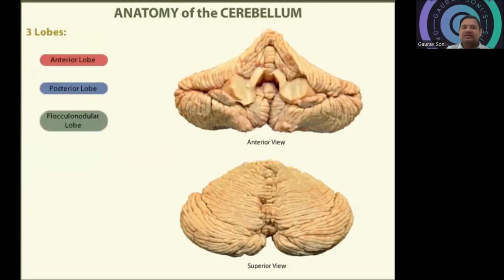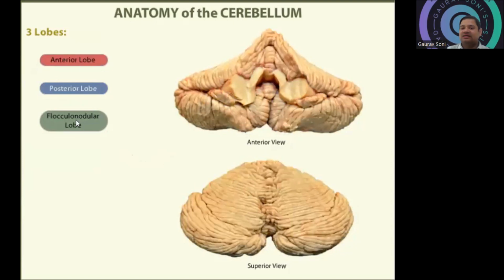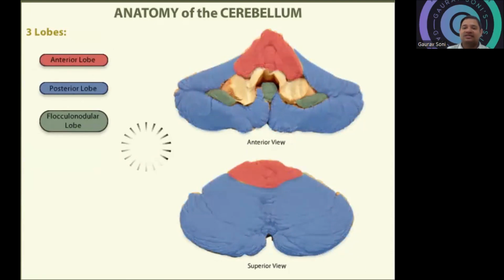Next, we can see the lobes. How many lobes does it have? It actually has three lobes: the anterior lobe, the posterior lobe, and the flocculonodular lobe. Again, you can see them one by one. First of all, the flocculonodular lobe, which is the small middle part, is where we have seen the flocculus and nodule. Then the posterior lobe, which is the largest part, and the anterior lobe, which is present on the anterior and superior side, the anterosuperior side.